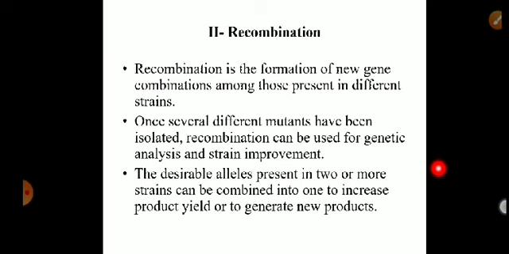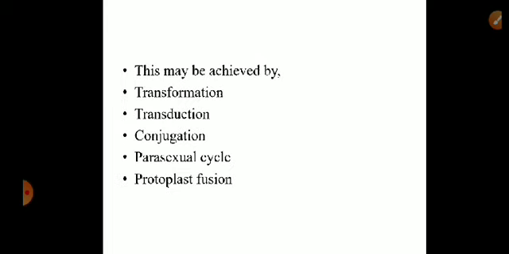Once several different mutants have been isolated, recombination can be used for genetic analysis and strain improvement. The desirable alleles present in two or more strains can be combined into one to increase the product yield or to generate new products. So desirable features from two or more organisms are combined in one so that we get a good yield or we get new products.